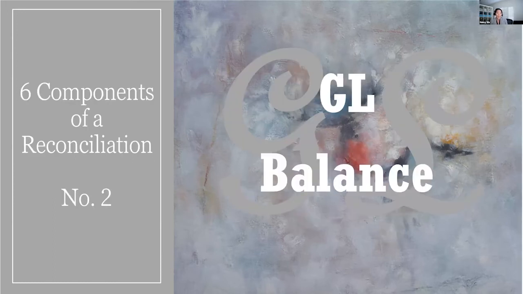Okay, the second component of a reconciliation, and this is really important. If there's one thing you take away from the session today, this is it. It is to start the reconciliation with the ending general ledger balance, right? We're going to start the reconciliation by stating the current period's ending balance.